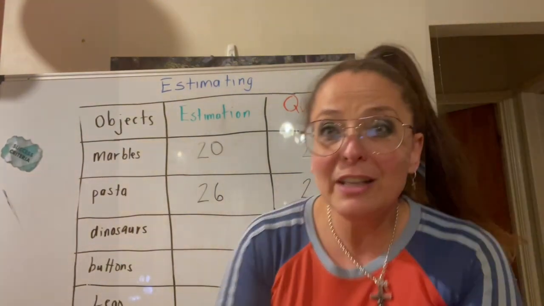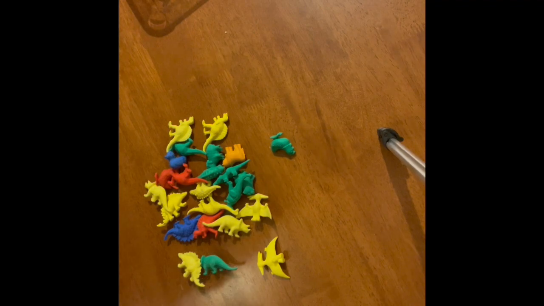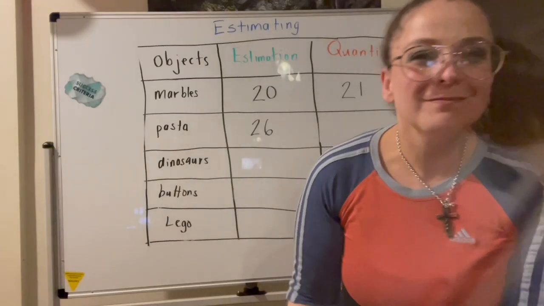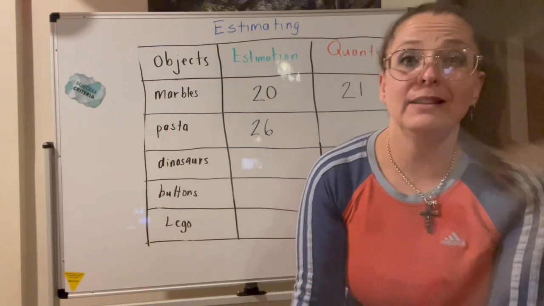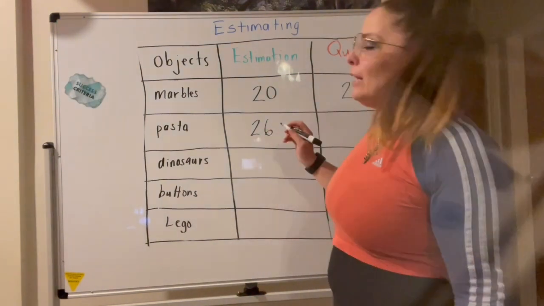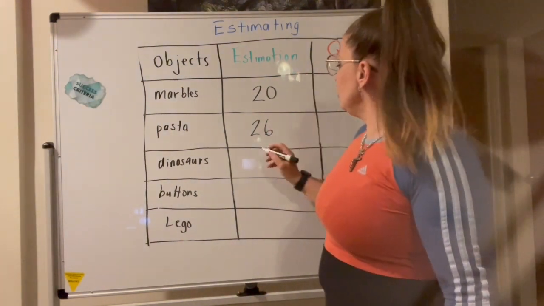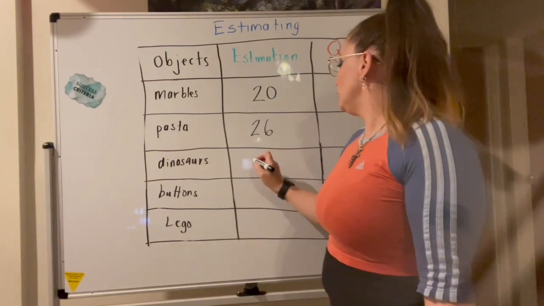Now let's move on to dinosaurs. Number 3, the third group of objects that I'm going to estimate the quantity of is these dinosaurs, that I estimate that there are about 28 dinosaurs here. In my group of dinosaurs, boys and girls, I estimate that there are 28 dinosaurs. So let's write that in my estimation column, dinosaurs 28.